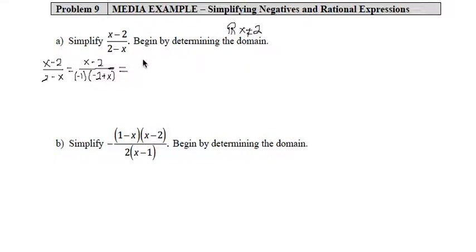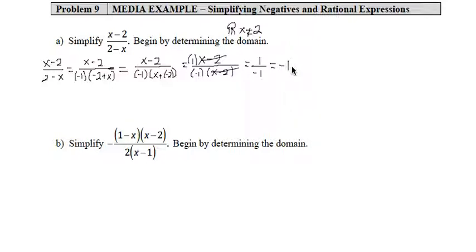Now what I'm going to do is, because addition is commutative, meaning negative 2 plus x is the same as x plus negative 2, I can just reorder that part of the denominator, and then I can write x minus 2 divided by negative 1 times x minus 2. Now I have a common factor of x minus 2. When I remove that common factor, I'm left with a 1 in the numerator. So 1 over negative 1 is negative 1.